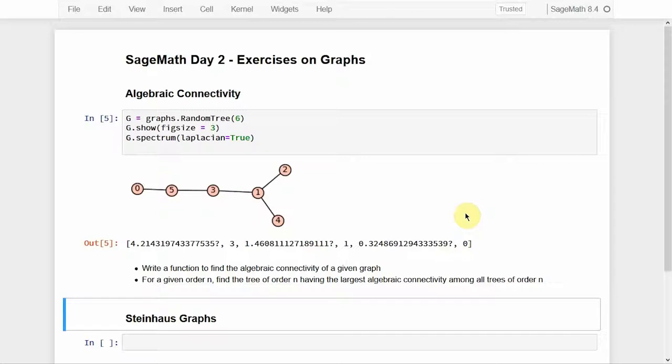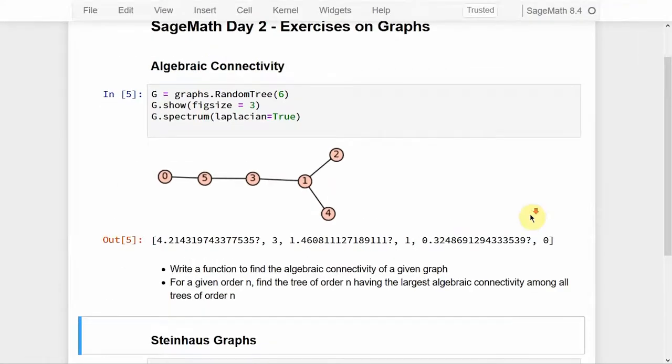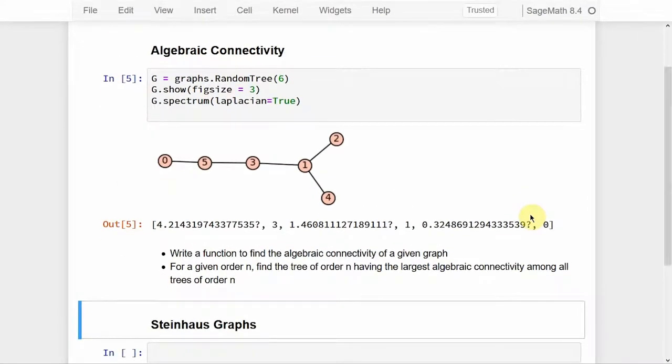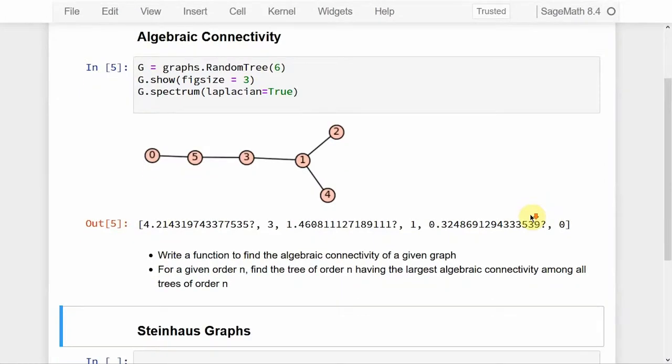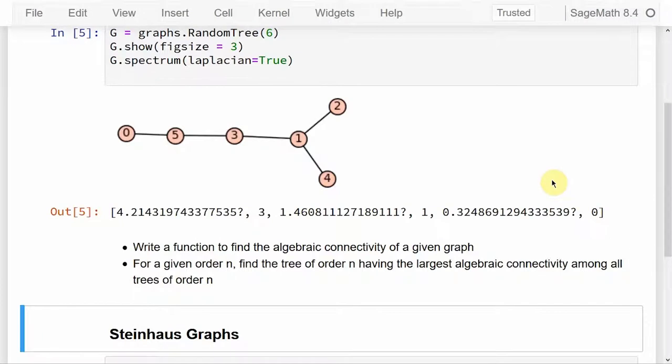So given a particular order, maybe I need to zoom in a bit. Is it visible to everyone? Right. So, given a particular order n, number of vertices n, you have to get all the trees of order n, find all their algebraic connectivities, and find the one with the largest one.